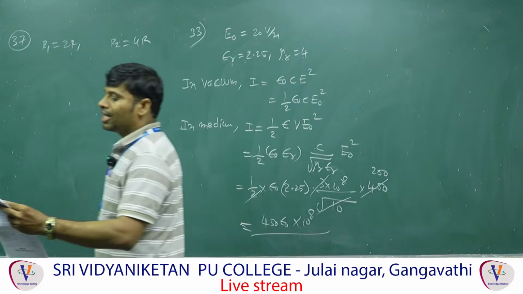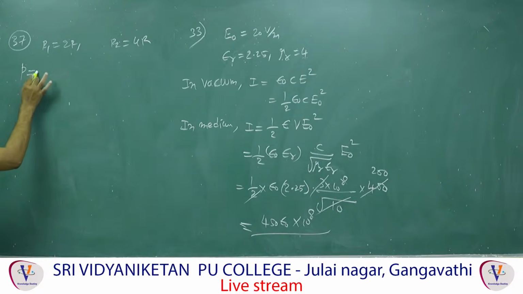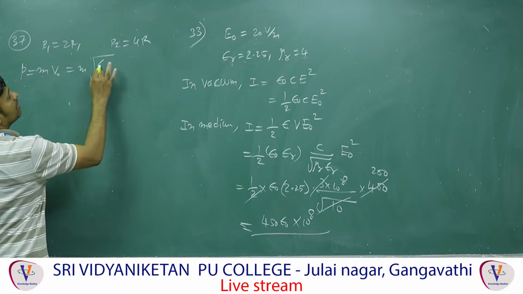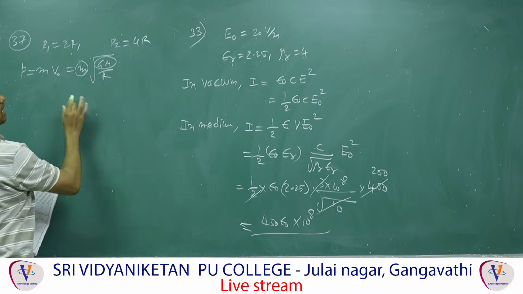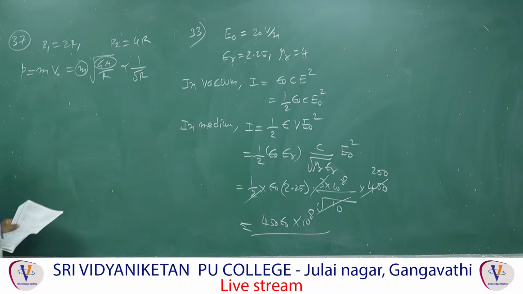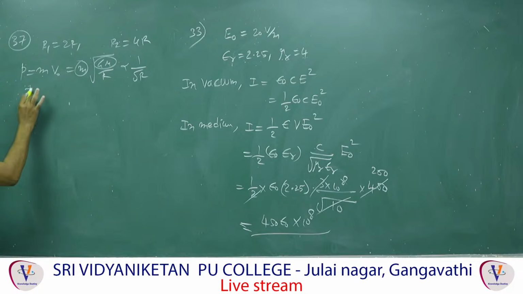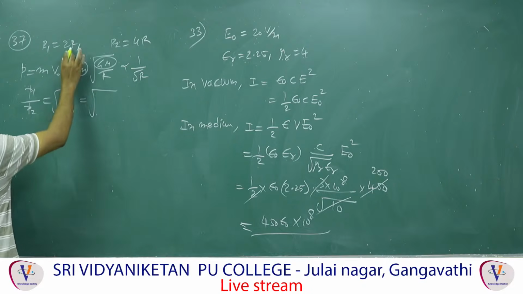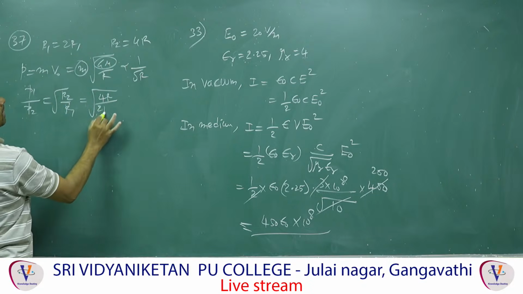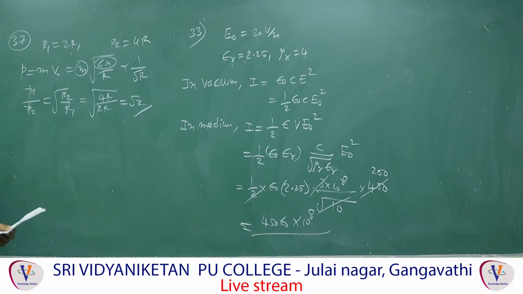What is the linear momentum? Linear momentum is mass into velocity. Orbital velocity, with mass m. What is this value? Orbital velocity is root of GM by r. Already we know the 2 identical satellites are around the same planet, so overall the value is inversely proportional to root r. Like momentum P1 by P2 is equal to root of R2 by R1, which is root of 4R by 2R. Like root 2 is to 1.